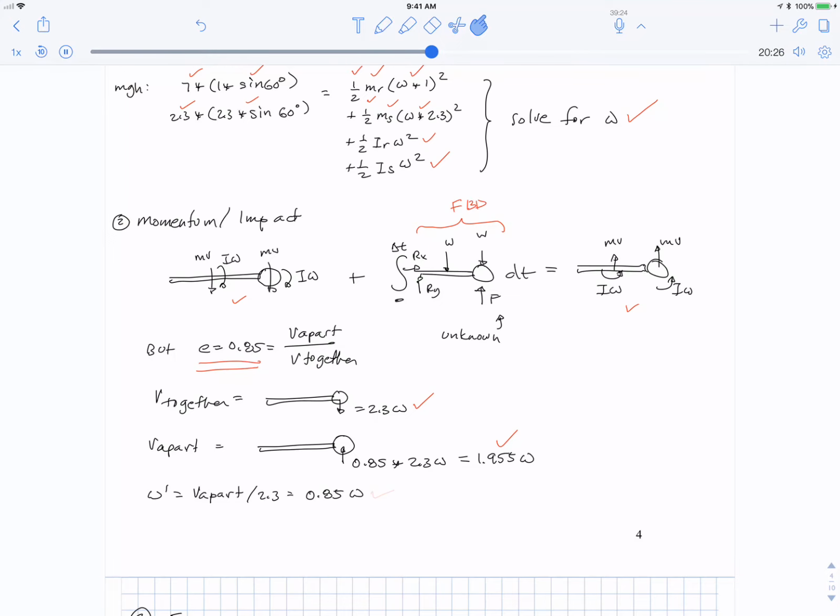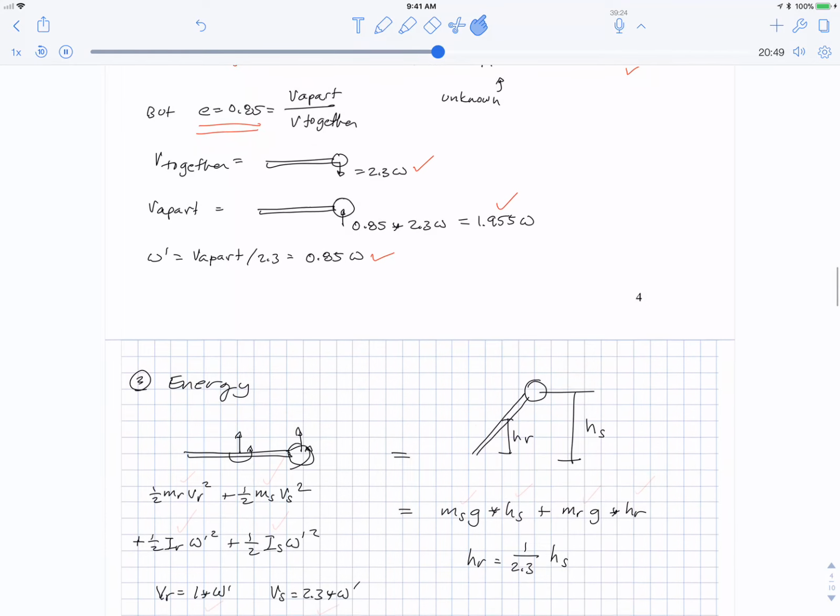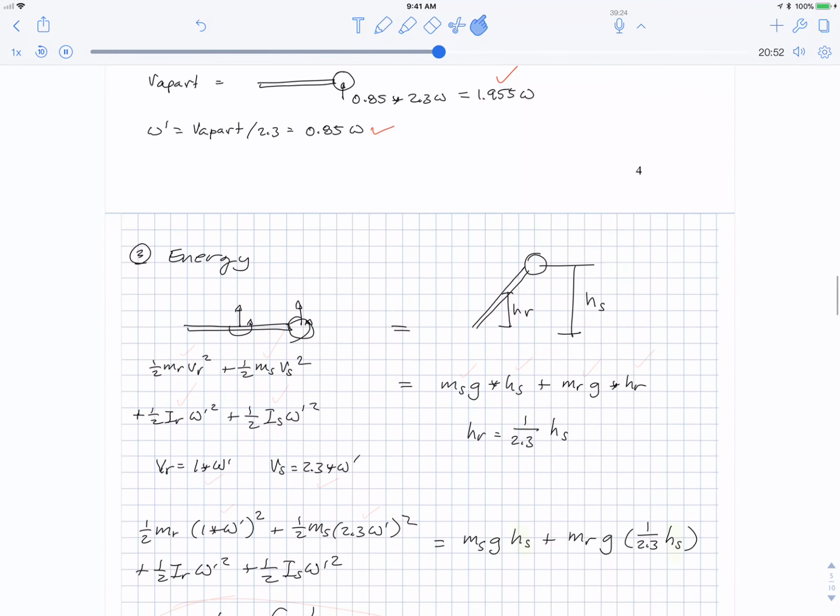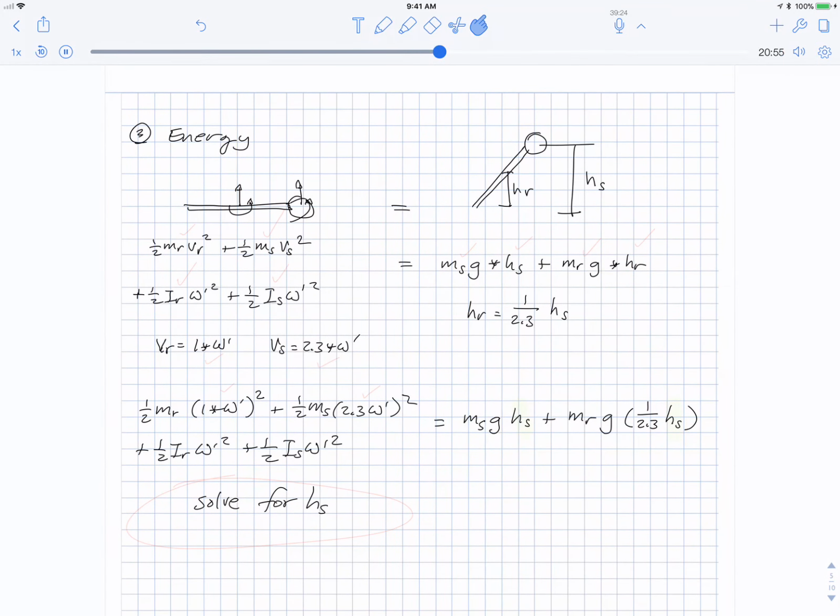And so that's a number you could get. Another way to think of this is the omega apart is that 1.955 omega divided by 2.3. Well, that just comes out to 0.85 omega. So the omega going down is omega, and omega coming back up is 0.85 omega. But either way, you can get the number for the velocity going up or the omega going up. So once we know the omega and the velocity, we can get the new height.